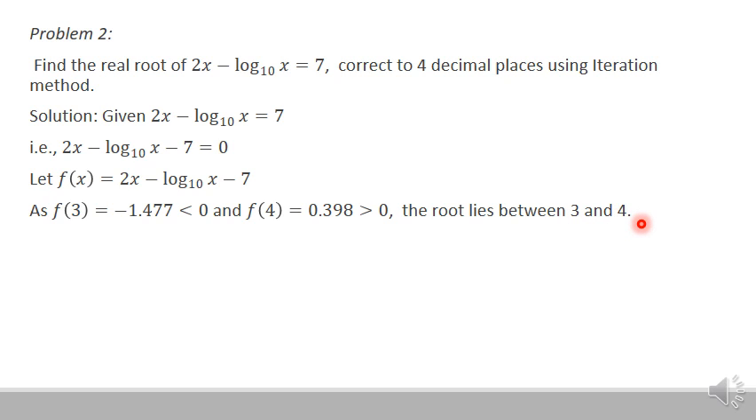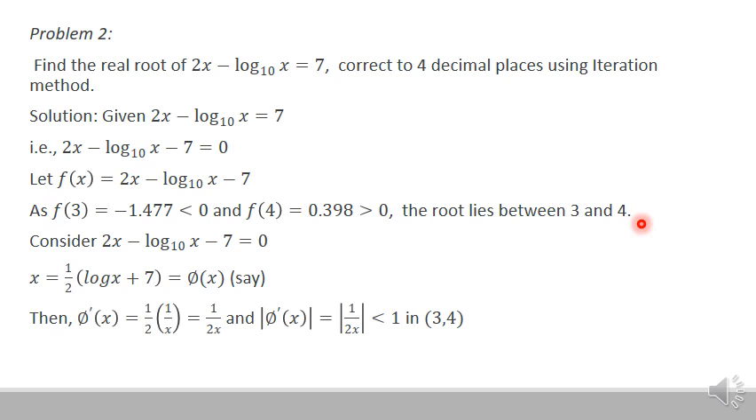Before we apply iteration method, we have to check whether the conditions are satisfied. So, in order to do that, we rewrite the given equation as x is equal to half into log x plus 7 and denote this function as phi of x. Then we find out the modulus value of phi dash. We first find the first derivative and then find out the value of this in the interval 3, 4 and we get that this is strictly less than 1. So this means the condition is satisfied and we are ready to apply the iteration method.